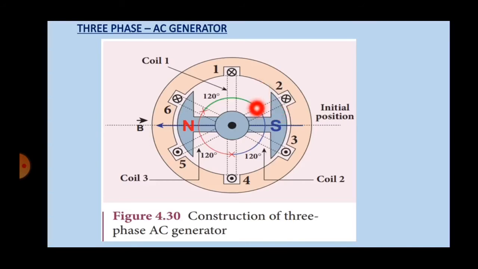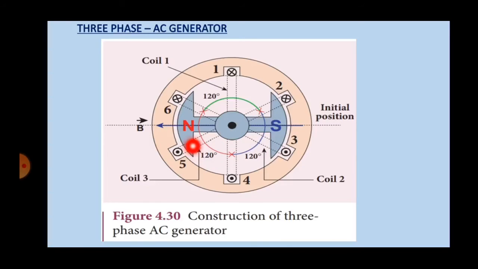Six armature conductors are mounted in these slots. So students, conductors 1 and 4 are joined in series to form coil 1. This is coil 1. And for the second coil, conductors 3 and 6 form coil number 2. This is the second coil. While the conductors 5 and 2 in these slots form the third coil.